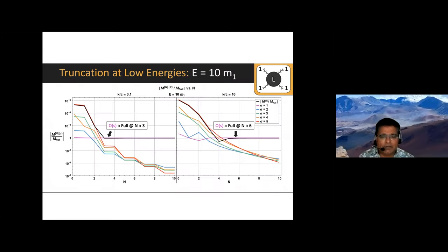You can ask, you know, how many terms do you need in order to get an accurate result? This is if you are doing a center of mass scattering, doing 1-1 to 1-1 elastic scattering at a center of mass scattering energy of 10 times the KK mass of the first state. Basically, the black line here is the full calculation, including all contributions, and here we've separated out the pieces. You'll see that the energy to the 10th contribution dominates until the sum becomes a reasonably good approximation to the full result. Here at KRC equals 0.1, you need about 3 or 4 states at this energy. At KRC equals 10, you need more like 5 or 6 states to get an accurate scattering amplitude.